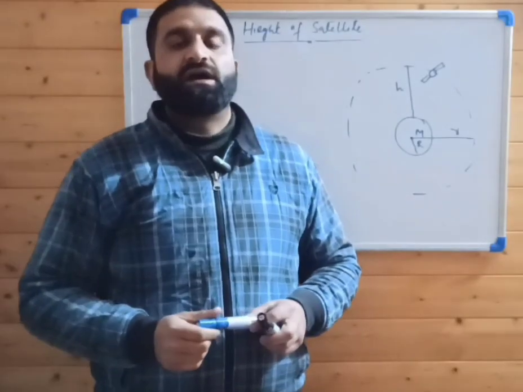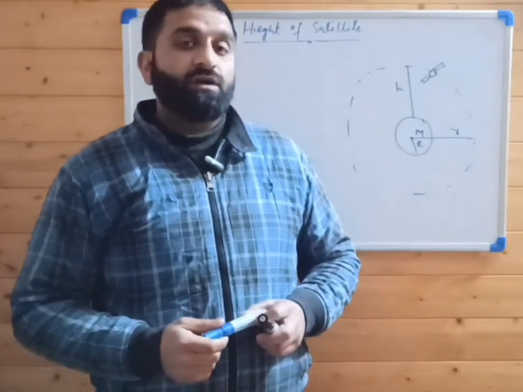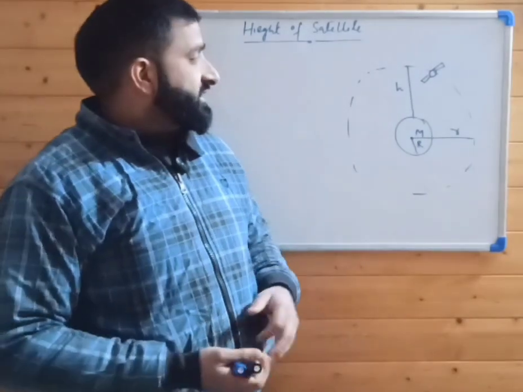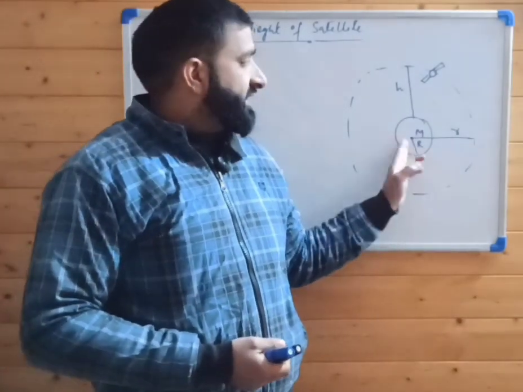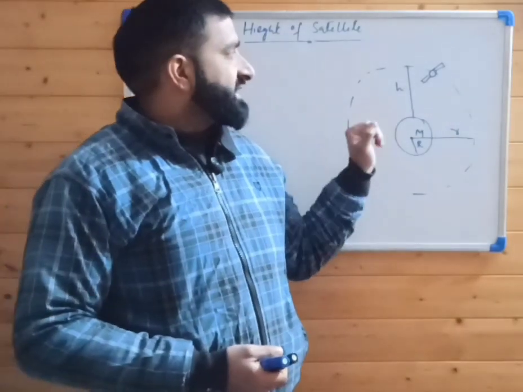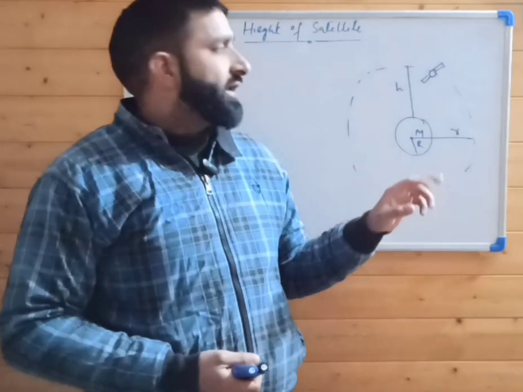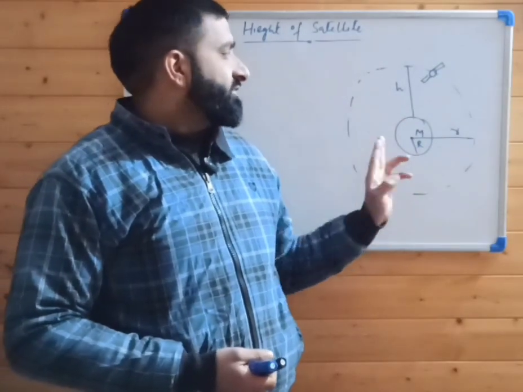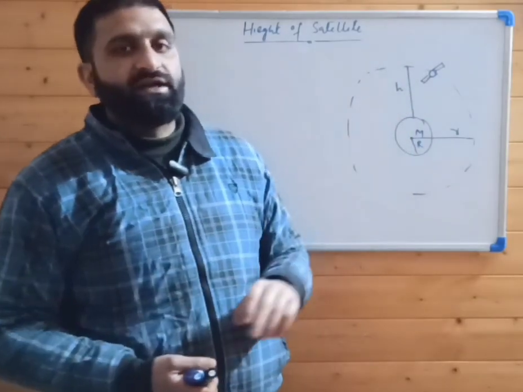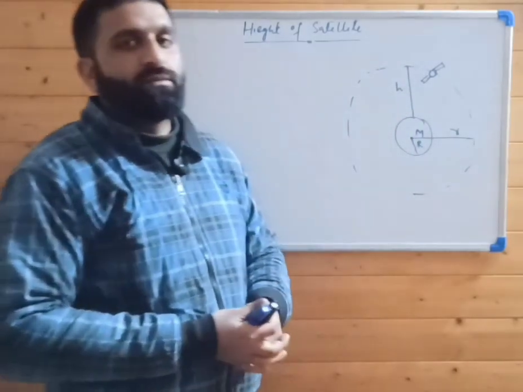We have to calculate the height of a satellite in an orbit of radius r. We will consider the Earth of mass M and radius R as a perfect sphere, and a satellite of mass m moving in an orbit of radius r from the center of the Earth. That means its altitude or height is h. We have to calculate the value of h.